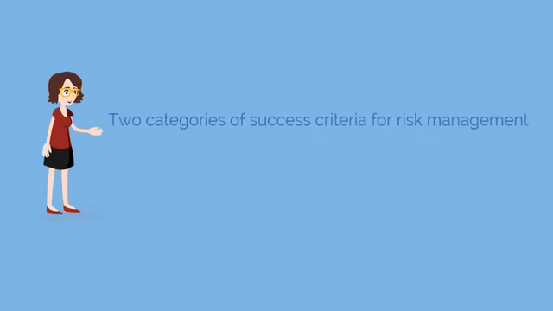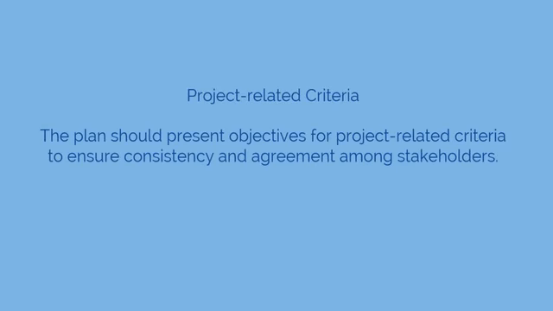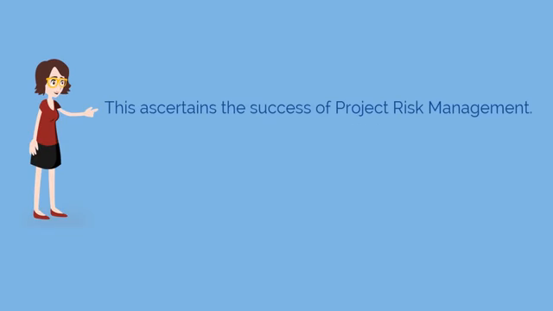Now let's look at the two categories of success criteria for risk management. First is project-related criteria. The risk management should present the objectives for the project-related criteria, like cost, time, and scope, to ensure consistency and agreement among stakeholders. This ascertains the success of project risk management.